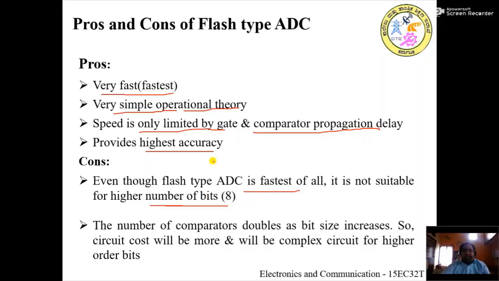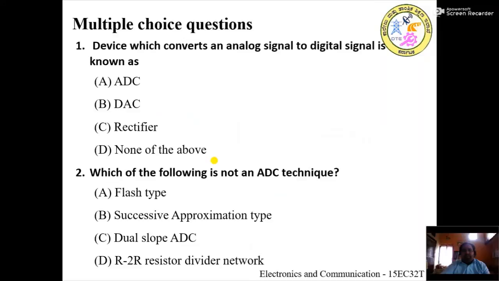Now let us discuss some multiple choice questions. The very first one is: the device which converts an analog signal to digital signal is known as? You have to pause the video for a moment and think of the answer. The answer is ADC, that is analog to digital converter. This is how it is defined.